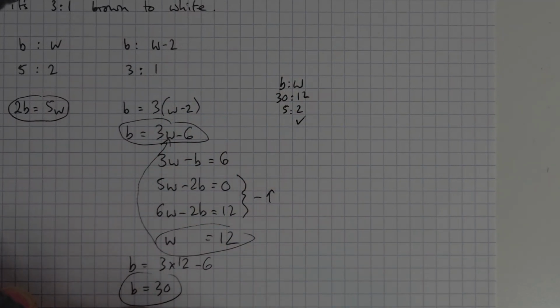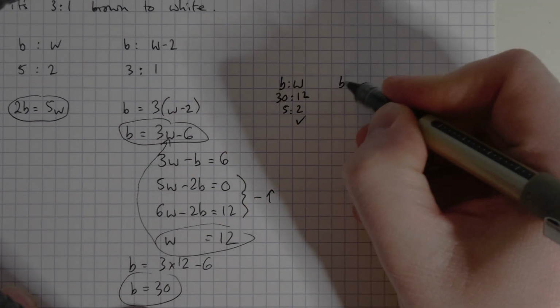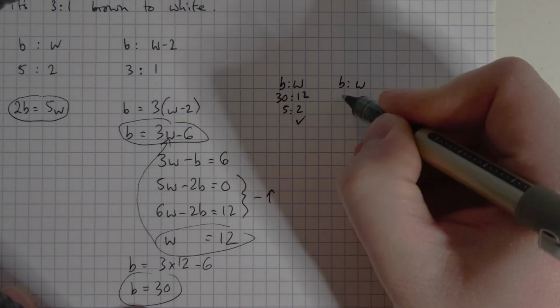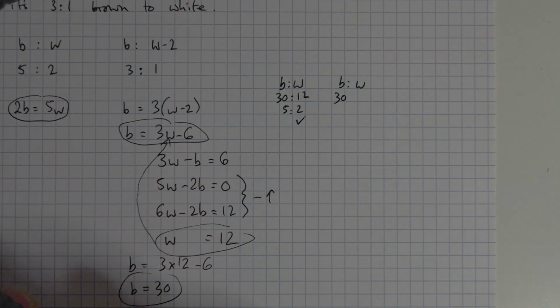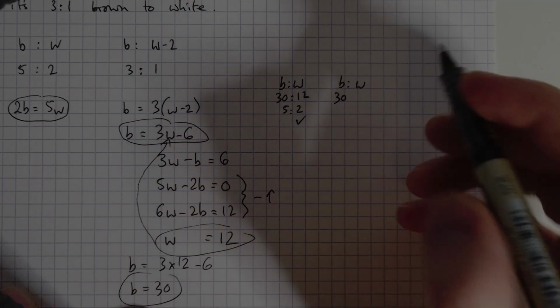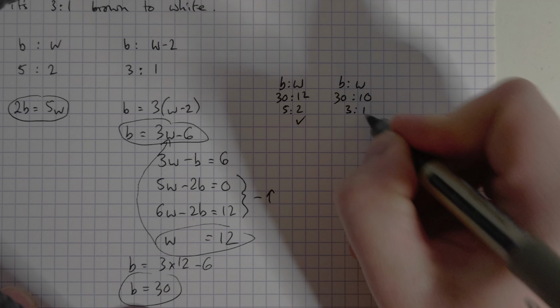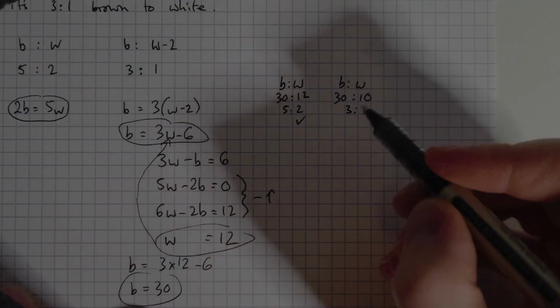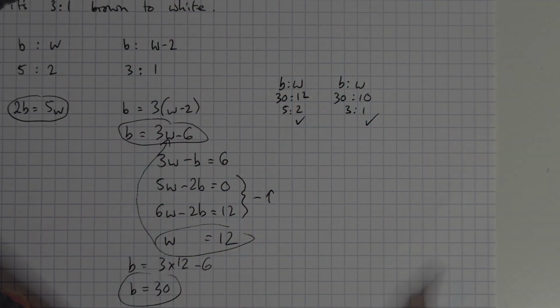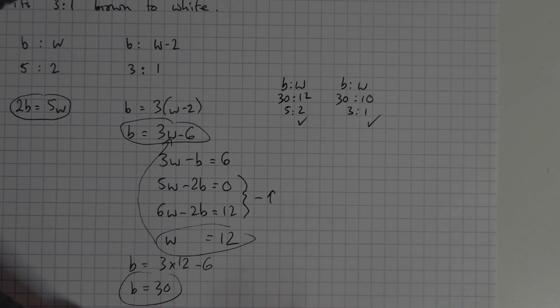Does it still work if Wilma eats 2 of them? If she eats 2 whites, there's still all 30 of the browns, but we go from 12 whites down to 10 whites. That's 3 to 1, and yep, that works as well. So it does seem then that these numbers work for the whole thing, that if there were originally 12 whites and 30 browns, then that seems to be the correct setup for this.